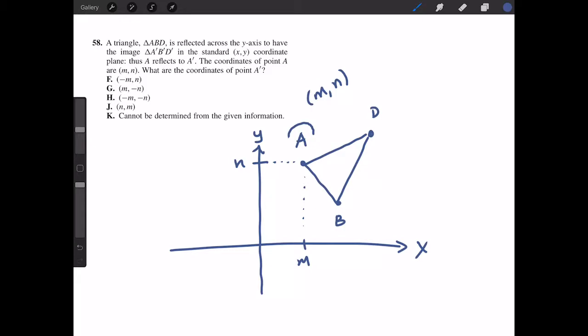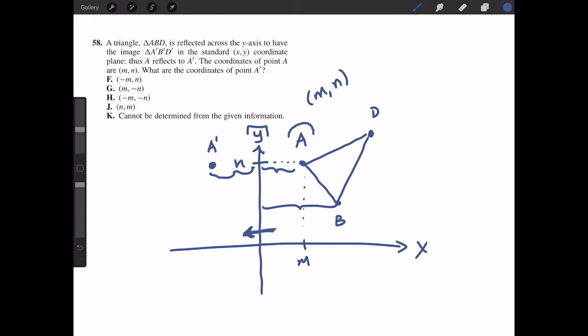Now, if it's reflected across the y-axis, well, this is the y-axis. So reflected across the y-axis means this way. And so it says, thus A reflects into A prime. The coordinates of point A are m, n. So what are the coordinates of A prime? Well, if you reflect something across the y-axis, what you're doing essentially is you're taking this distance and then applying it, but towards the left. And so if point A is here, its reflection is going to be here. We would call that A prime.